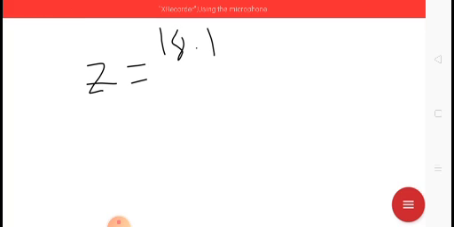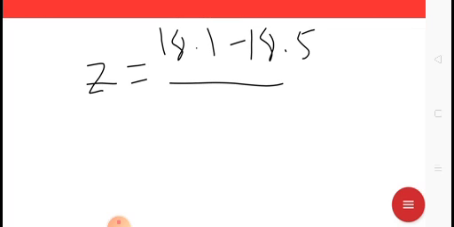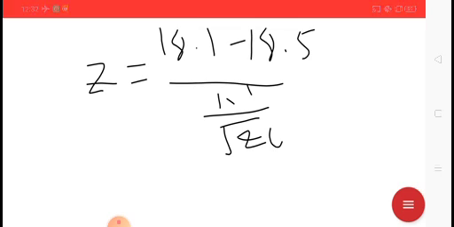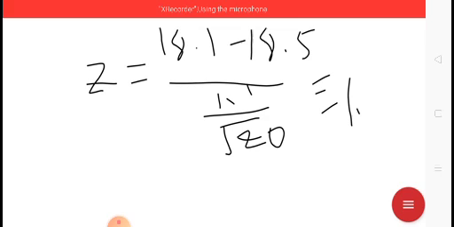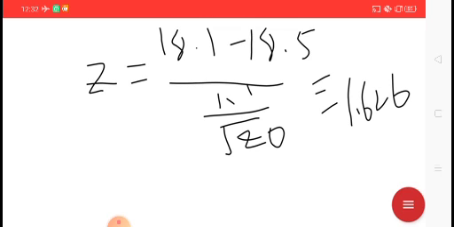Okay, once you have the hypothesis and the parameter, now you can find the z value. Z is equal to 18.1 minus 18.5 over 1.1 over square root of 20. Okay, so you can calculate the value from here, and this is equal to negative 1.626. Okay, negative 1.626, lower part, right?